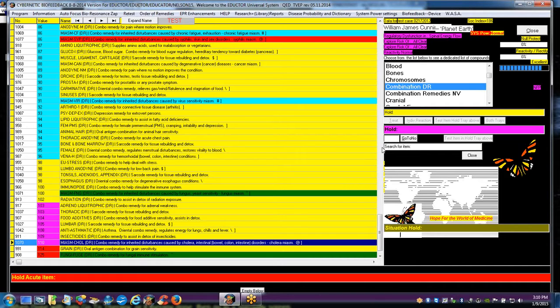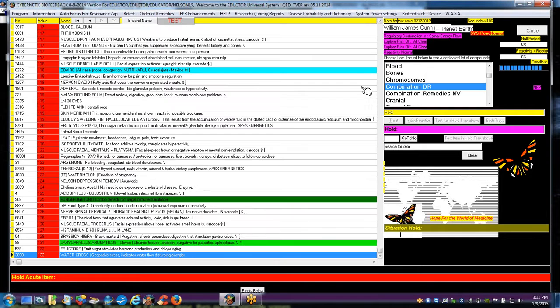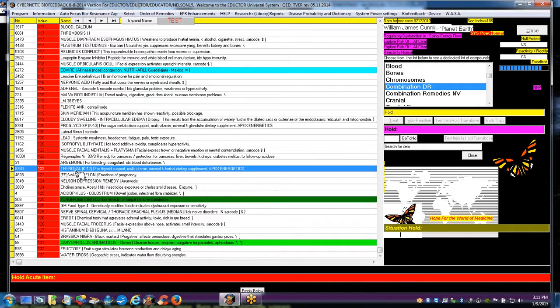Dr. Nelson would put those remedies in for you because, let me just show you a couple things here. So a couple different ways you could do it. If you go back to the top 40 items, you're going to find a couple others, let me see if I can just find one. Okay, now see this product right here, Thyroxol K12, that's a company called Apex Energetics.